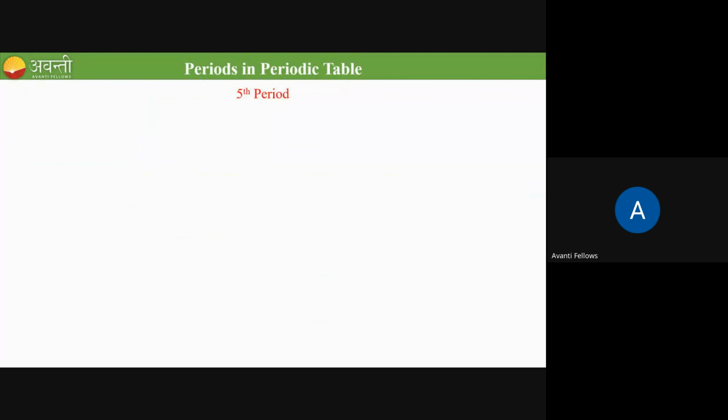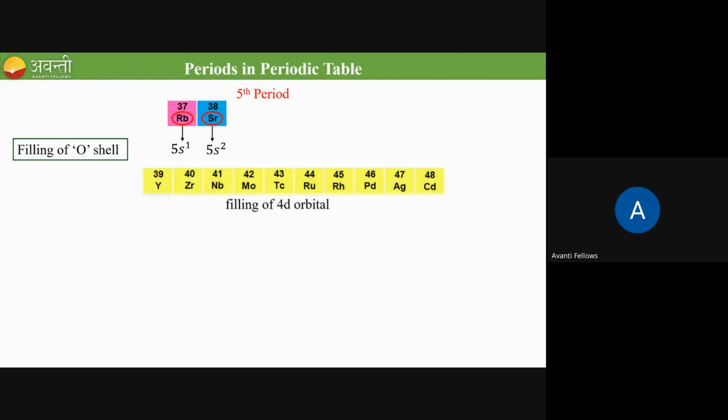In the fifth period, filling of the O shell takes place. So here we have rubidium and strontium. For rubidium, it is 5s1, and for strontium, it is 5s2. Not only this, we have some more elements like we had in the fourth period. These are those 10 elements from yttrium to cadmium.